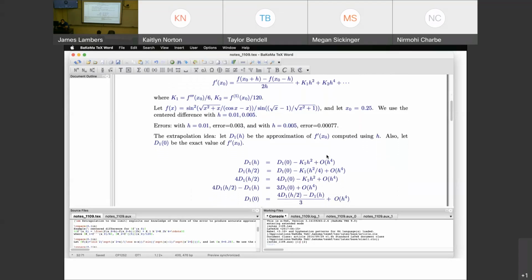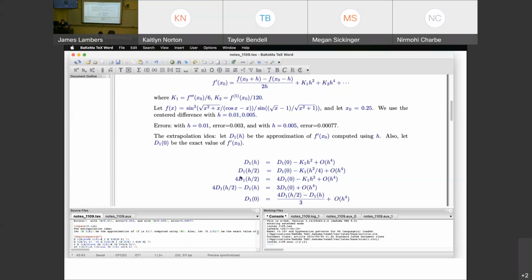So the idea is, I'm going to define d1 of h to be the approximation of the derivative obtained using the step size h. So then, the approximation is equal to the exact result minus this error term that's order h squared. And then we have additional error terms that are order h to the 4. And then I do the same thing with h over 2. So I just replace h by h over 2 throughout here. And we see what the error terms look like. And sure enough, because it's second order accurate, the error is reduced by a factor of roughly 4.